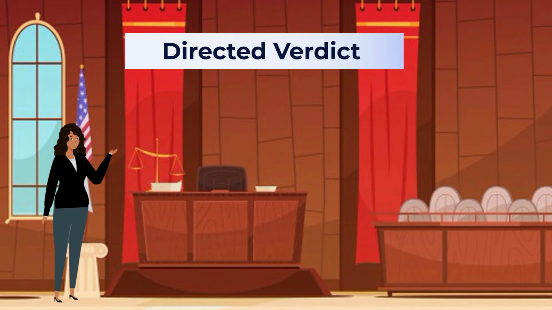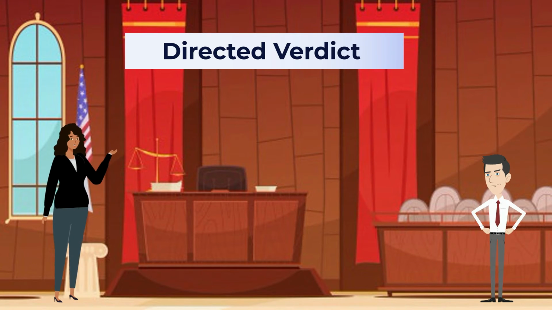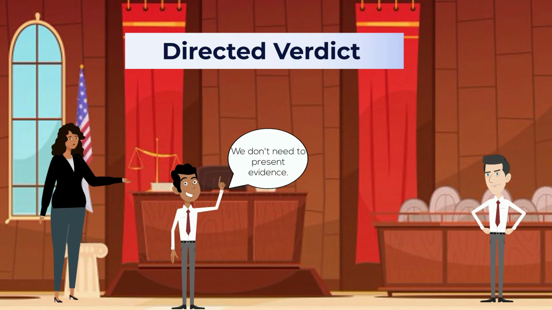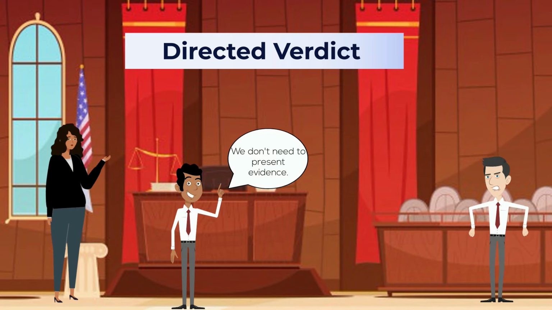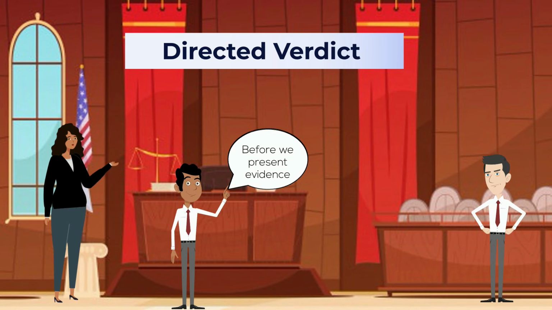4. For a directed verdict. A motion for a directed verdict asks the court to rule that the party that initiated the lawsuit, or the plaintiff, has not proven the case. Therefore, the defense does not need to present any evidence. If the motion is granted, the case would be dismissed. This motion is raised after the plaintiff has rested its case and before the defense presents any evidence.